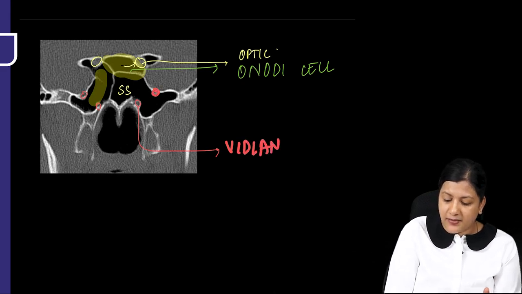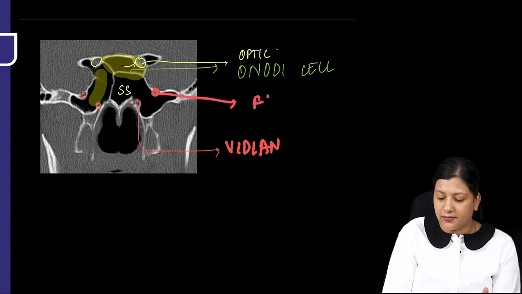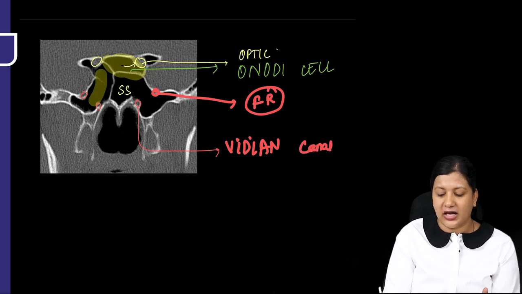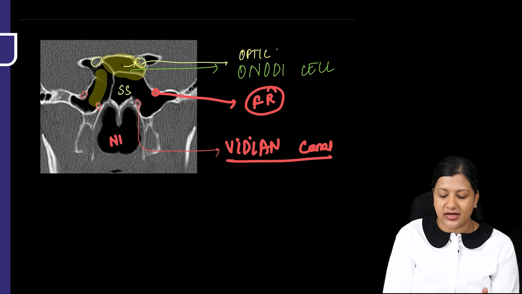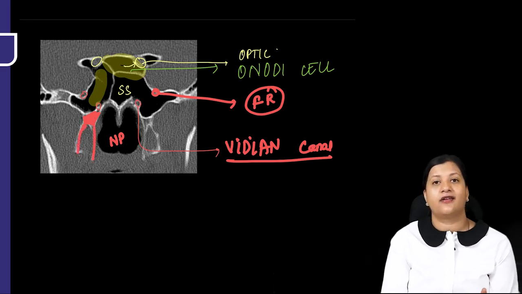and this canal above is your foramen rotundum. So we have foramen rotundum, we have the Vidian canal. So these are the other important structures that you should look for whenever you are seeing the sphenoid sinus. Below the sphenoid sinus, we have the nasopharynx. This is the pterygoid base with the medial pterygoid plate and lateral pterygoid plate.